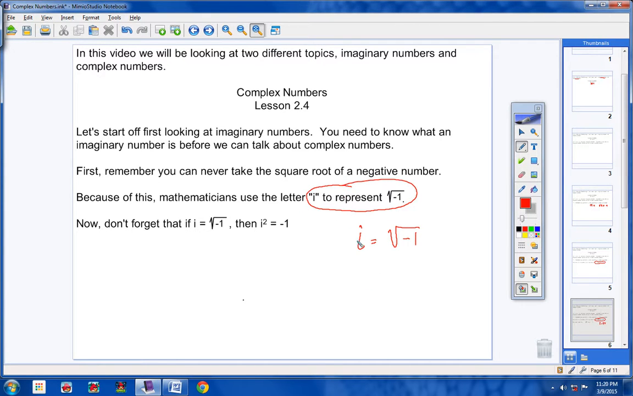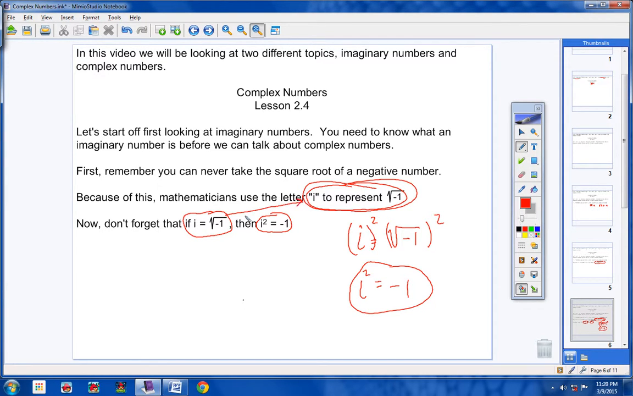That's what I told you right up here. Okay? Now, let's square both sides. Let's square this side, and let's square this side. If you square I, you get I squared. And if you square a square root, you get the number on the inside, which is negative 1. So that's where we get this right here. Okay? You must know this. You need to know this. Or this, same thing. These two things here with arrows are the same thing. You need to know that. And you need to know that I squared equals negative 1. You need to know that.